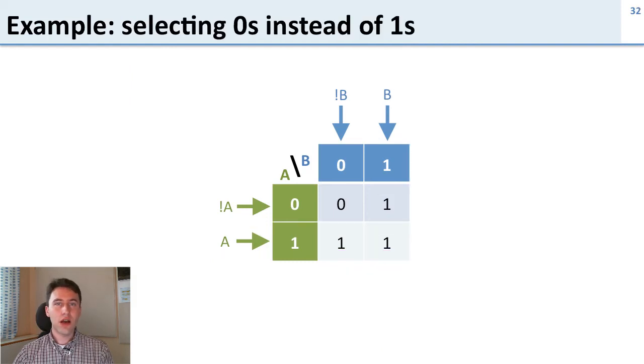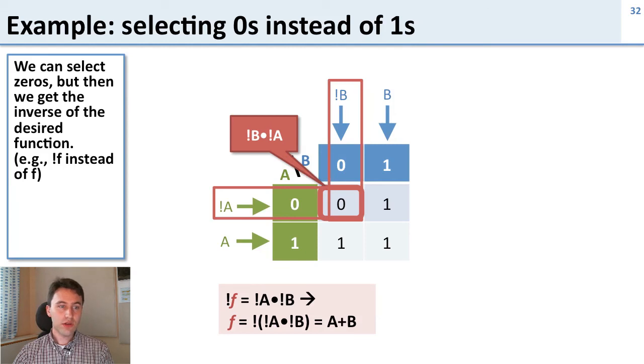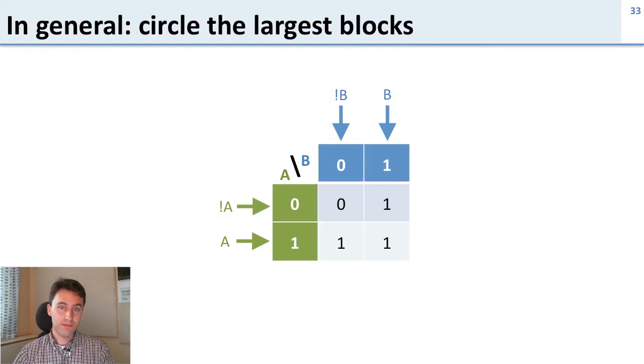We can also do this the opposite way around. We can select zeros instead of 1s. So if I select this 0, what do I get? Well, this is not B and not A. But since I selected zeros and not 1s, I now get not F equals not A and not B. And this should look a lot like the De Morgan's law we saw earlier. In fact, I can translate this using De Morgan's law to just tell me this is A or B, and I get the same thing I had before. So you can circle zeros, but then you get the inverse function.